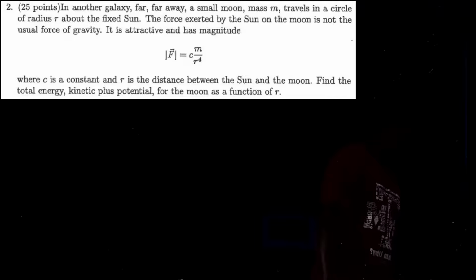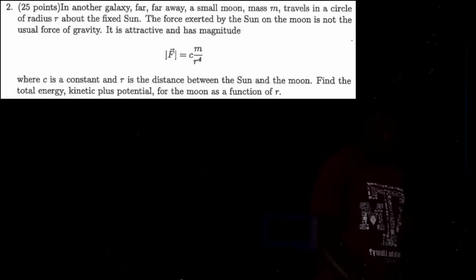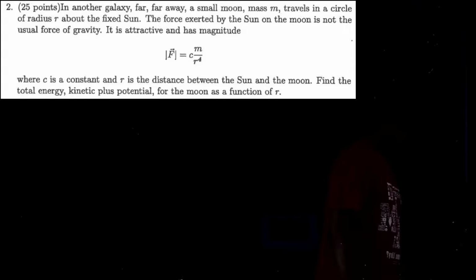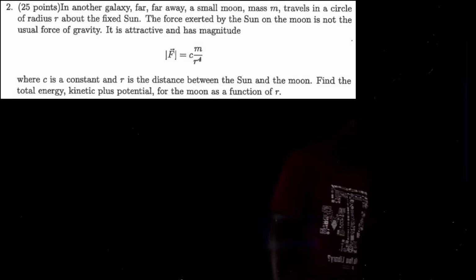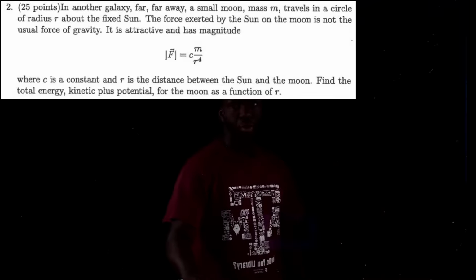Okay, now moving on to number 2. In another galaxy far, far away, a small moon of mass m travels in a circle of radius r about the fixed sun. The force exerted by the sun on the moon is not the usual force of gravity. It's attractive and has magnitude F equals c m over r^4, where c is a constant and r is the distance. Find the total energy, kinetic and potential, for the moon as a function of r.